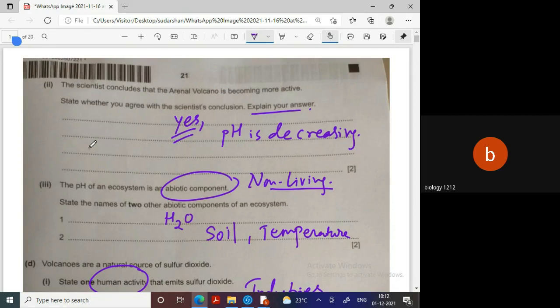Are we done here? 21 page. Oh, great. I think that was the last question of our part 2, and successfully we have completed.